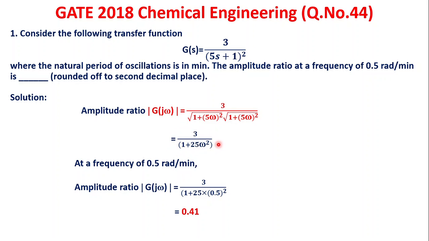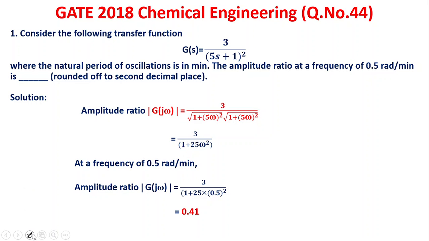Now we are asked to find this amplitude at a frequency of 0.5 radian per minute. Normally, we will be asked to do it in radians per second, but they have asked for radian per minute. Anyway, that is not a problem. Whatever they have asked, we will answer. So we have to substitute omega as 0.5. Then we will get the amplitude ratio as 0.41.